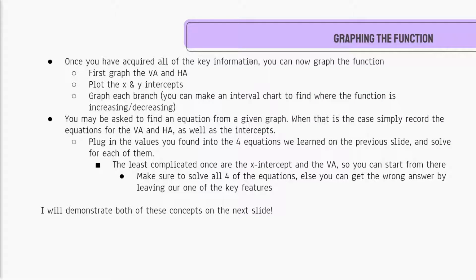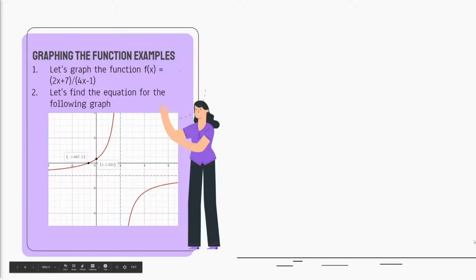Again, it's a little bit complicated when I just simply tell you what to do, so I will demonstrate both of these concepts by actually writing them on the next slide. So the 2 examples we'll be following is graphing this function over here, which is 2x plus 7 divided by 4x minus 1, and also trying to find the equation for the following graph.